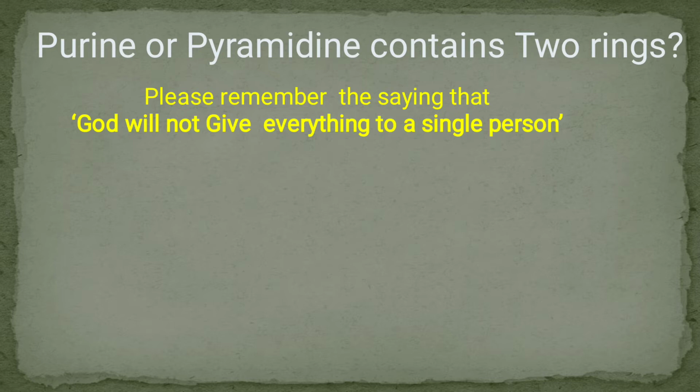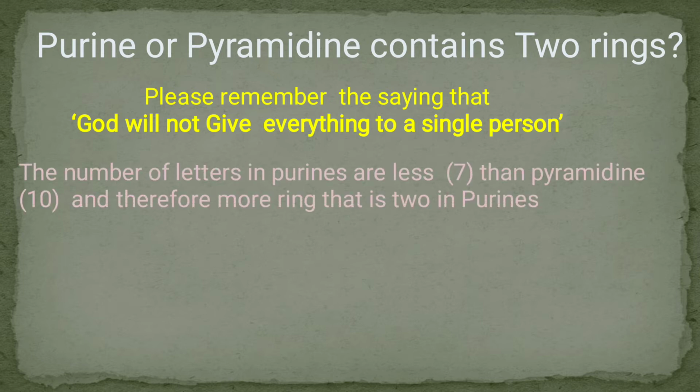Now the second confusion: whether purine or pyrimidine contains two rings. You can easily remember which one contains two rings and which one contains a single ring by remembering the general saying that God will not give everything to a single person. What does it mean? The number of letters in purine is less than in pyrimidine, because purine contains 7 letters and pyrimidine contains 10 letters. So the number of letters is less in purine and more in pyrimidine. Therefore, something should be more in purine and something should be less in pyrimidine.